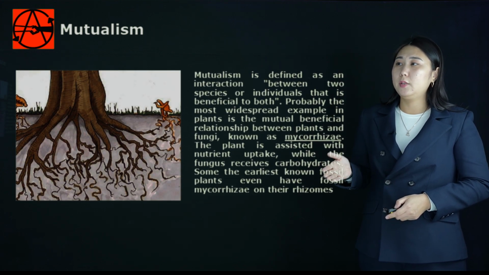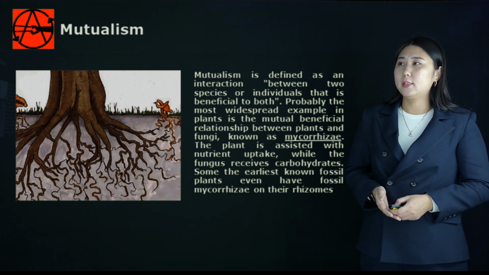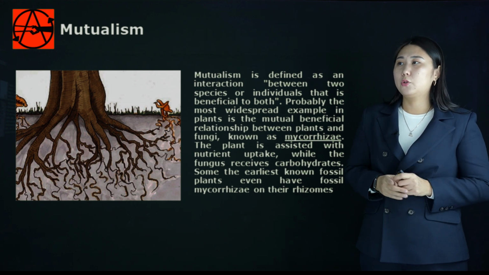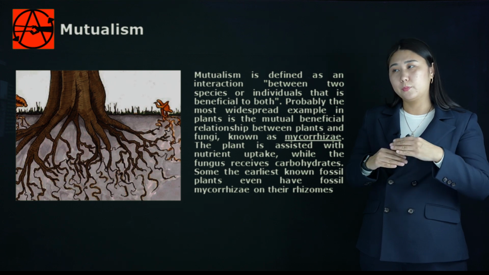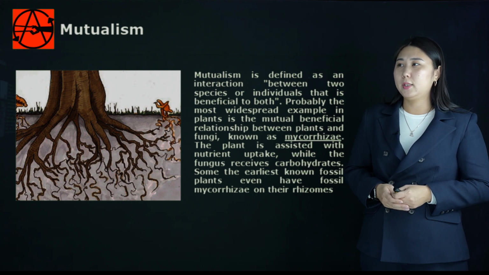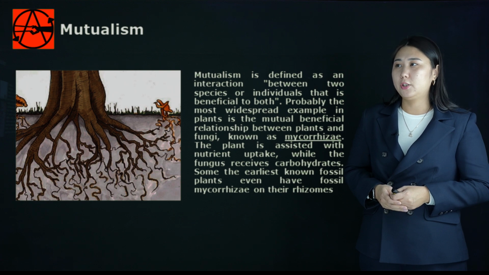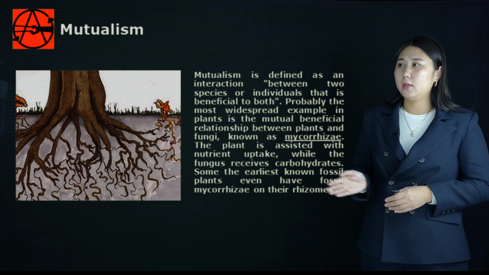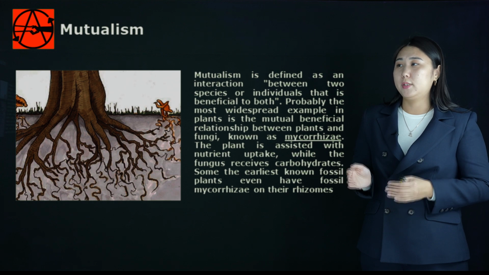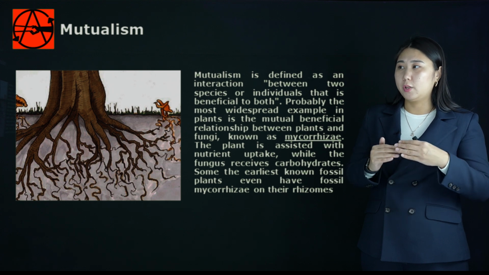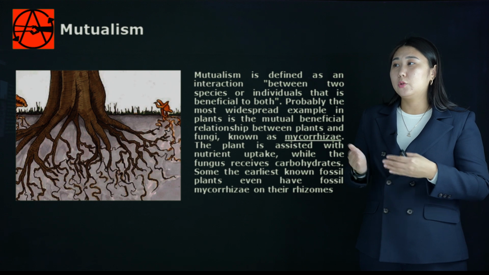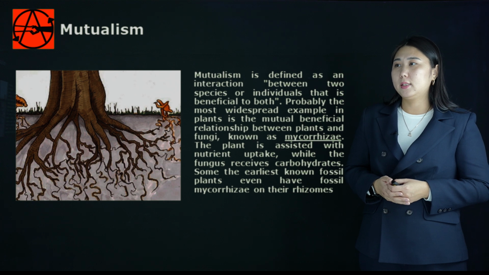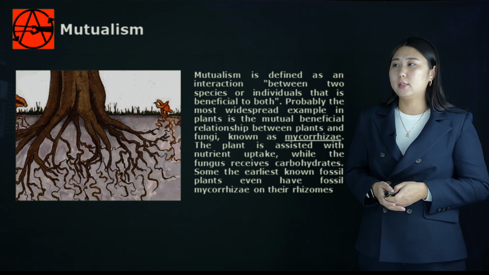The next interaction is mutualism. Mutualism is defined as an interaction between two species or two individuals that is beneficial to both. Probably the most widespread example in plants is the mutually beneficial relationship between plants and fungi. In this picture, you can see the example of a tree and fungi. They live together and help each other. The plant is assisted with nutrient uptake, while the fungus receives carbohydrates. Some of the earliest known fossil plants even have fossil mycorrhizae on their rhizomes.